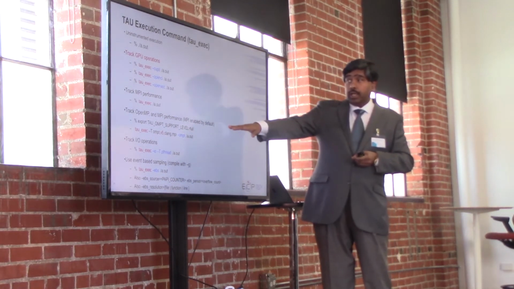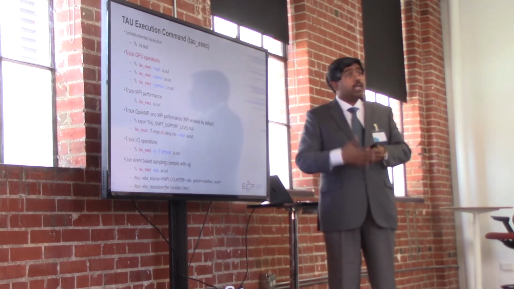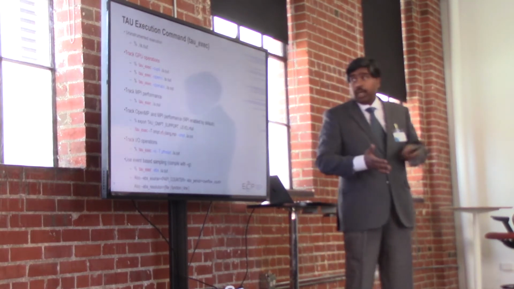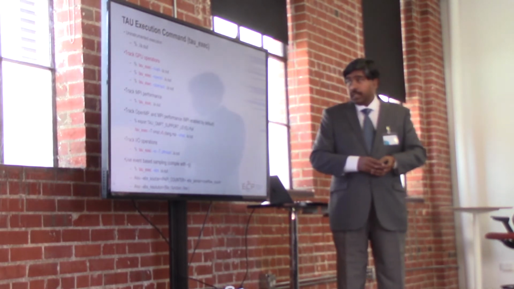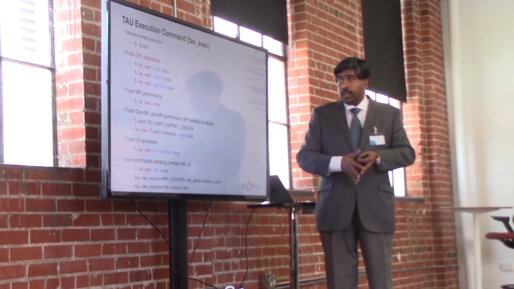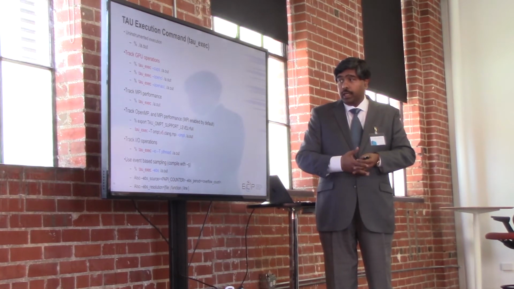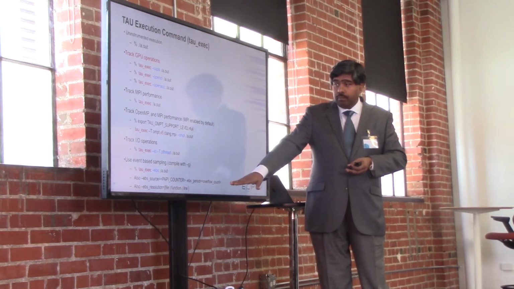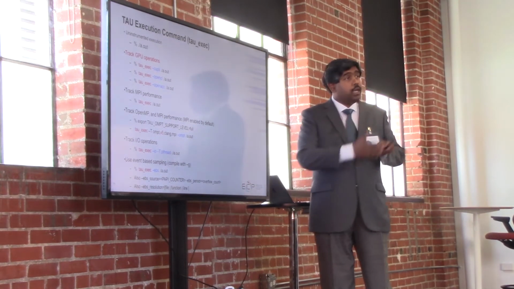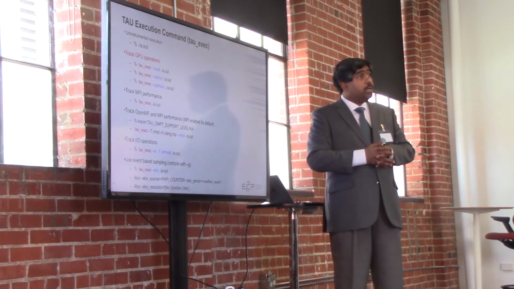In this case, I'm saying track the OpenMP kernels on all the threads by enabling the OMPT support level as full. This is just an example. We have a range of these environment variables that you can set. If you want to track I/O, you say tau_exec -io. To enable sampling, you can just say tau_exec -ebs, or event-based sampling.